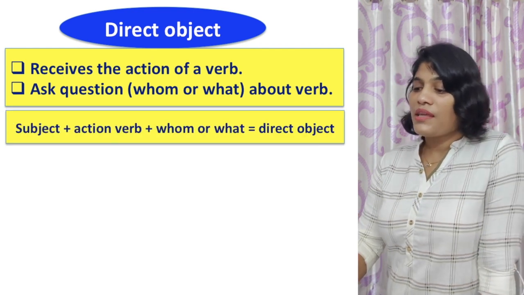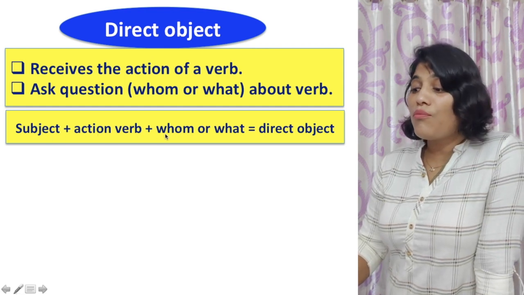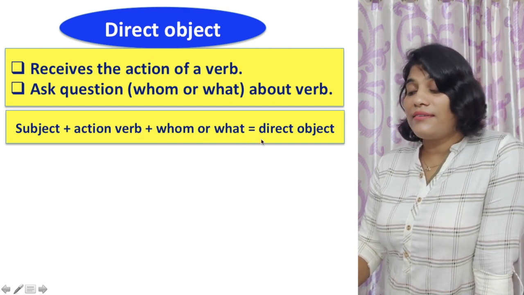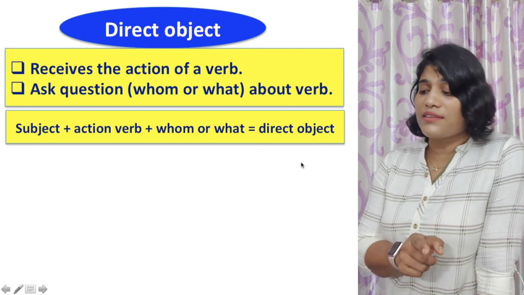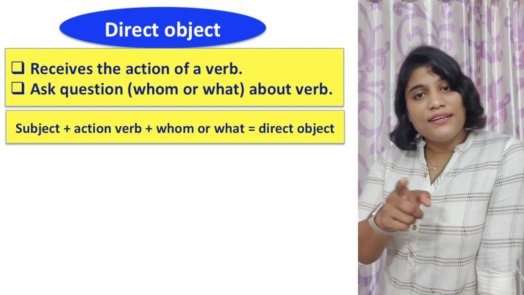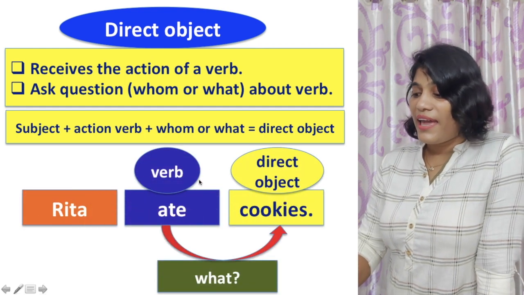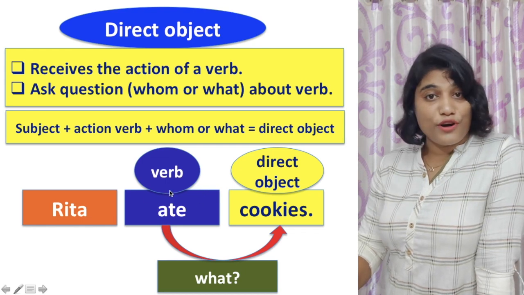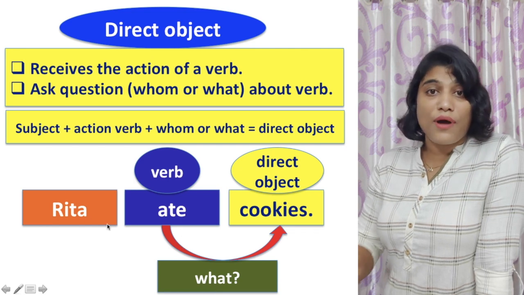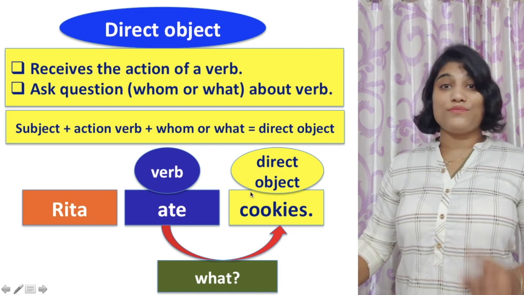This is the formula: subject, action verb. If you ask whom or what about the action verb, you get the direct object. In a sentence, if you ask whom or what about the verb, you get the direct object. Let's see the examples again. Rita ate cookies. Ate is the verb, and what did Rita eat? If you ask the question what did Rita eat, you get the answer, the direct object, cookies.